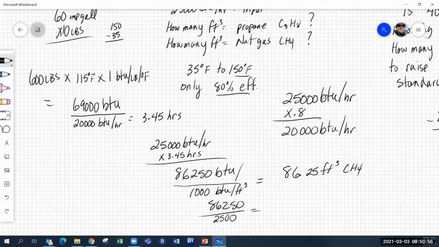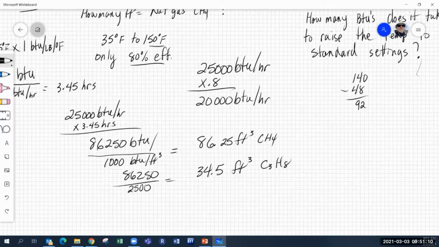86,250 divided by 2,500. And that gives me 34.5 cubic feet of C3H8. So I don't know where our numbers, we got a couple of little disparaging numbers on here.